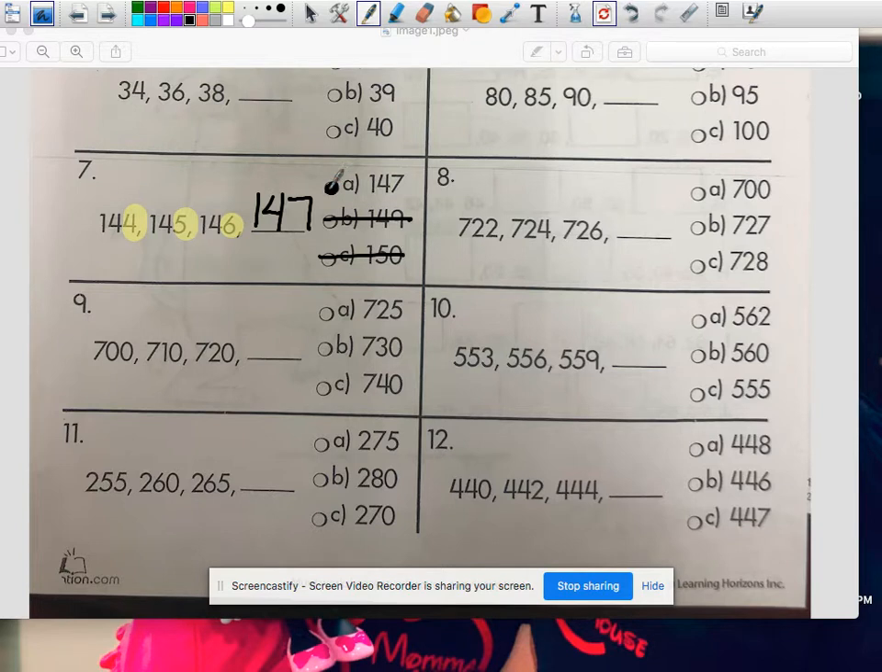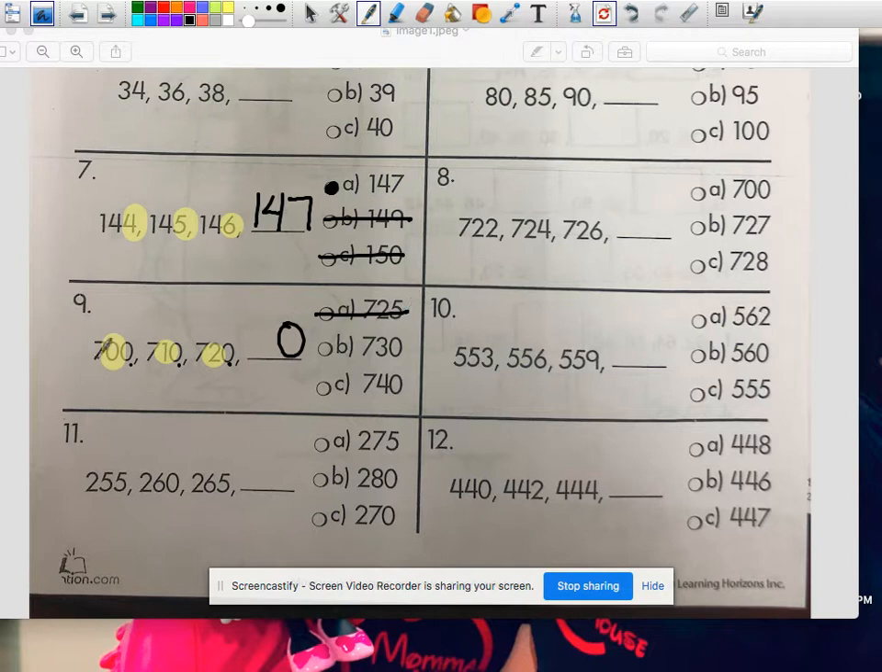Looking at number 9. So starting again in the ones, 0, 0, 0. Did it change? No. So now I'm going to move to my tens place. 0, 1, 2. Did that place change? Yes. I'm going to highlight my tens place. So that means I'm counting by tens. My ones place is not going to change. I'm going to have a 0 in all of my ones place, which again, test taking skill, should eliminate option A.